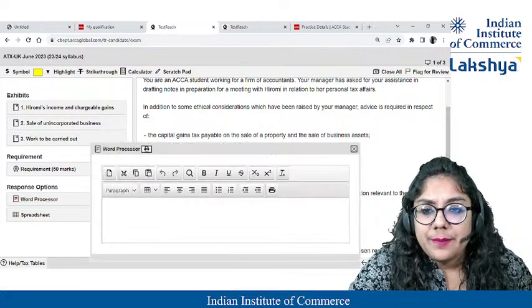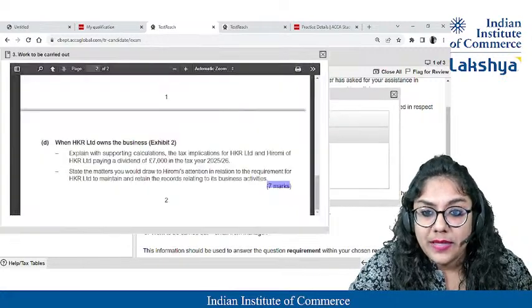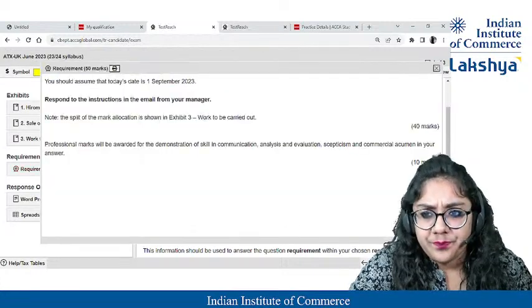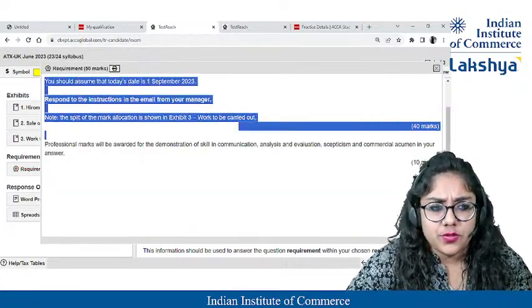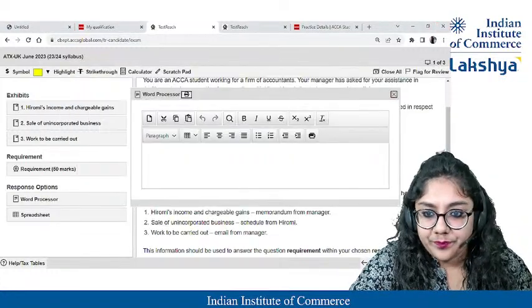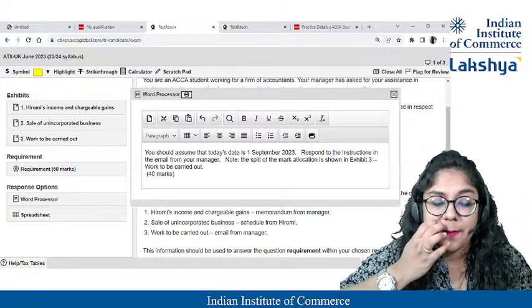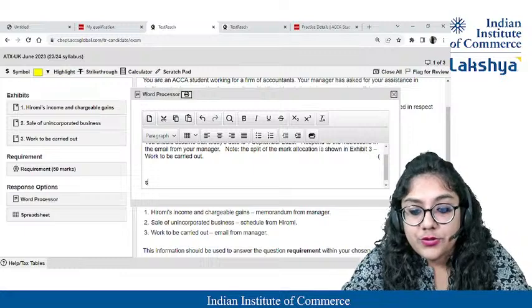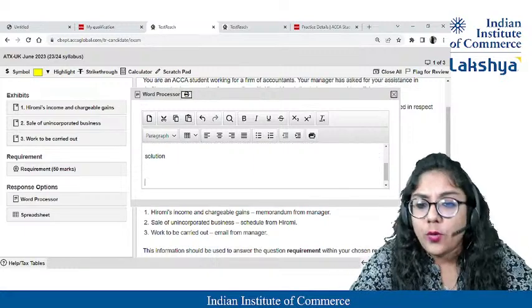Let's say in my word processor I'm writing the first answer. So what I will do over here, let's say this is my first question. Requirements: I'll copy the first question and write it over here. For example, I'll just copy and start formulating my answer. I'll write solution and I'll go ahead.